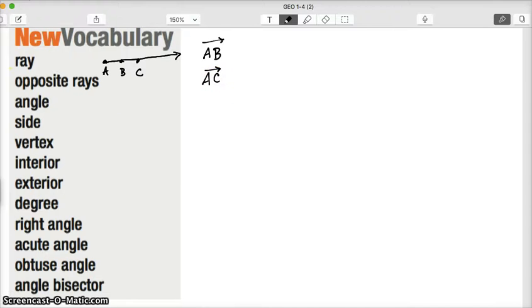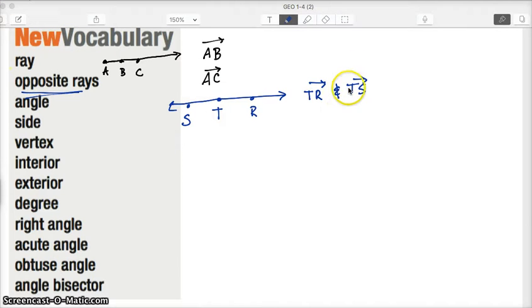Opposite rays: this concept is basically when you take a line and you consider a point, let's call this point T, and we can consider the fact that from point T we have two rays that are going in opposite directions. So ray TR and ray TS are opposite rays. And you'd write that TR and TS as rays like that.